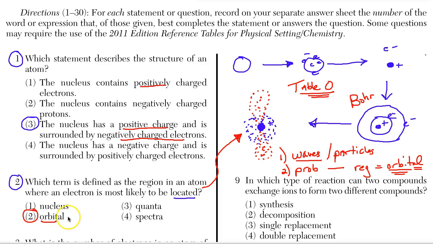So the current model, the quantum mechanical model, is what this question was saying. Did you know the quantum mechanical model? Again, electrons can exist as waves and particles, and they exist in regions of space called orbitals based on probability. That's important. Moving on to question 3. So number 2 is 2, and now number 3.